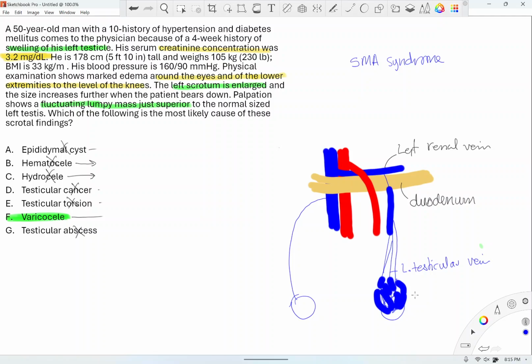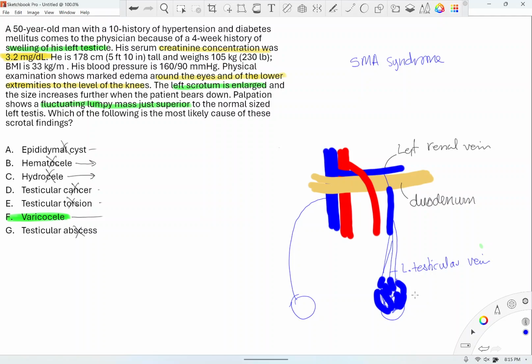The symptoms of this will be, of course, edema, because blood cannot be drained from certain parts of the body. The renal vein compression will also cause renal issues, and that's why the creatinine is elevated, and that's why you will have varicoceles. Plus, if the duodenum is compressed, it will lead to nausea, vomiting, and abdominal pain. So look for those signs. Just remember that the left testicular vein drains directly into the left renal vein.